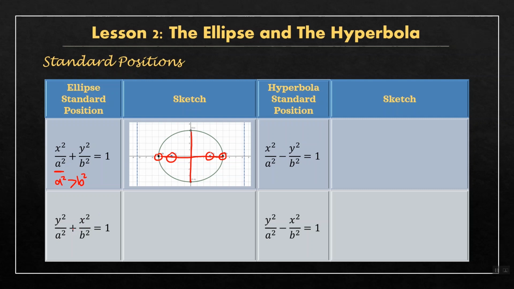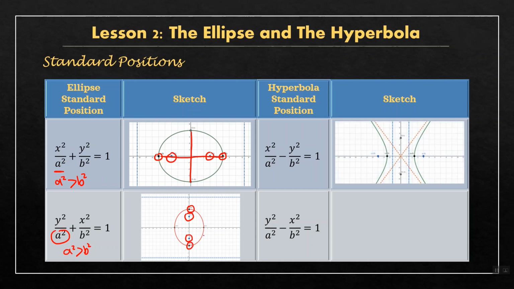Okay, the second one, y squared over a squared plus x squared over b squared. Remember that a squared is bigger than b squared. So if y is on the bigger number, it means that it's standard position 2. And this is how standard position 2 looks. Notice that the vertices are on the y-axis, and also the foci are going to be on the y-axis, the foci and the vertices.